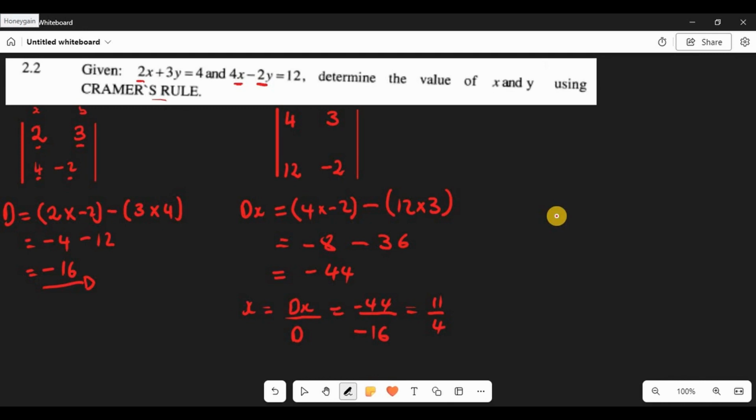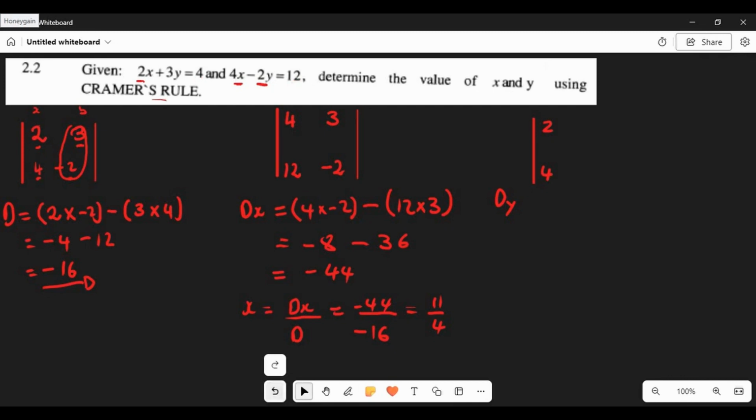Now it's time for us to find the dy. When you find the dy, you do similar to what you did with the dx, but this time around you continue. Remember, this represents the x coefficient. You bring them back because this time around we are no longer solving for x, so they must come back. So it's going to be 2 and it's going to be 4 there. But wherever there is y, this one here, we substitute with the answers here, the 4 and the 12.